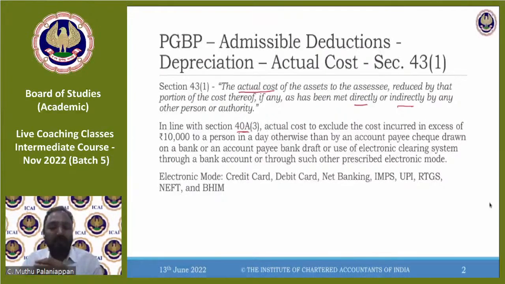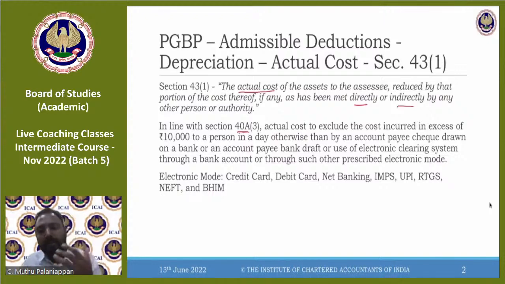So what are prescribed modes? It has account payee cheque, account payee draft. Remember the term account payee. It is account payee cheque, account payee bank draft, and then you have electronic clearing system. Electronic clearing system is ECS, which automatically gets taken from your account. And then you have payment through a bank account, through, let's say, net banking or any other prescribed electronic mode.